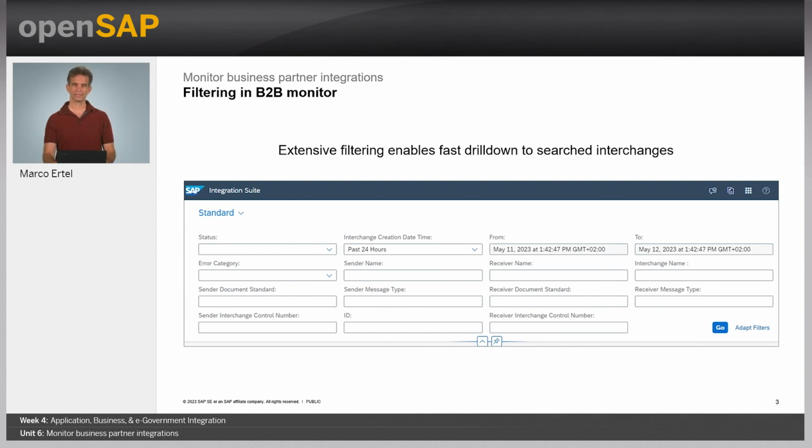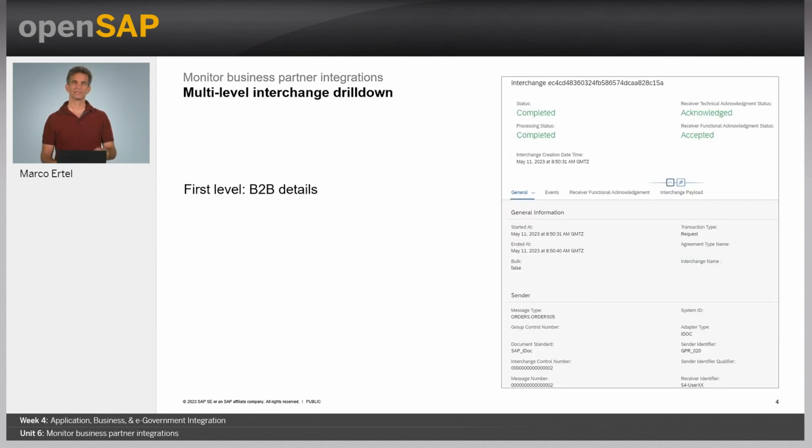If you found that message, the next step is the B2B details. At first you see directly at the top the status of that message, but also sub-statuses like the processing status, and the technical and the functional acknowledgement status, because these different statuses might differ and are important for you. Here we see a kind of boring message because it's completed and everything is green, but it gives you an idea what you can find here as details.